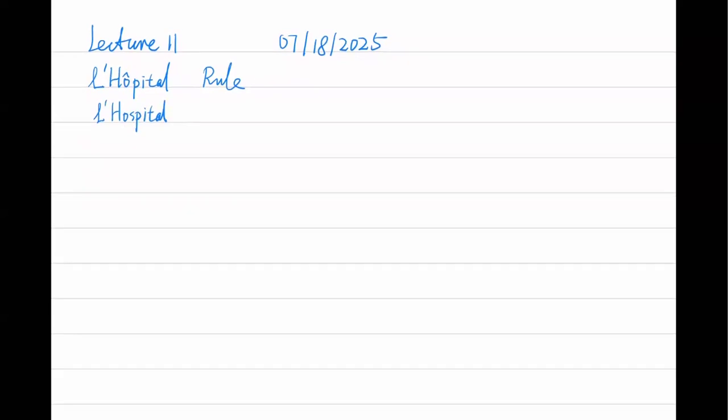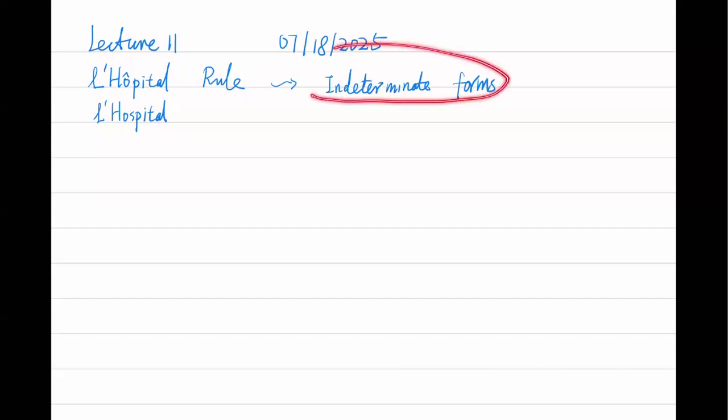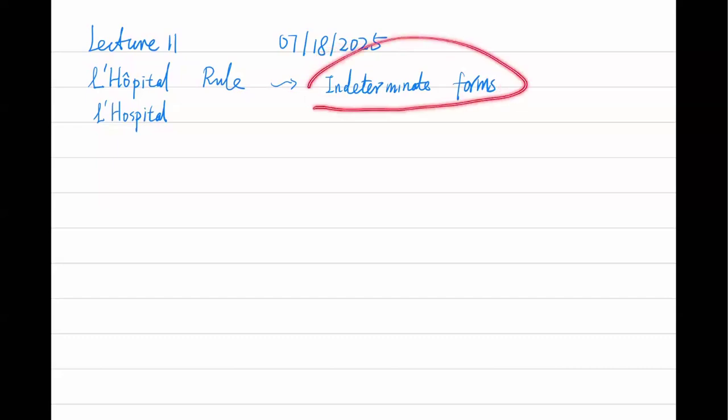There are two basic cases for this rule. It applies to indeterminate forms and it only applies to this form. If it's not the indeterminate form, it's not applicable. It's the only thing it applies.